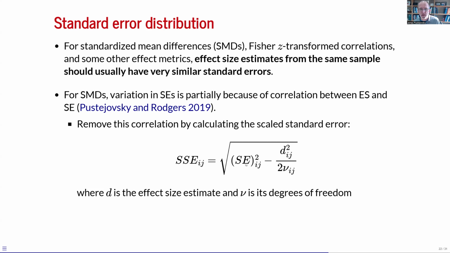The way you would compute this is to take the squared standard error that you compute and then pull off the part of that standard error that creates this correlation, the part that has to do with the effect size estimate itself. So that part is the squared standardized mean difference estimate over 2 times the degrees of freedom that go with that effect size estimate. So degrees of freedom is the total sample size minus 2. So using this scaled standard error, you should typically get very little variation within a given study.